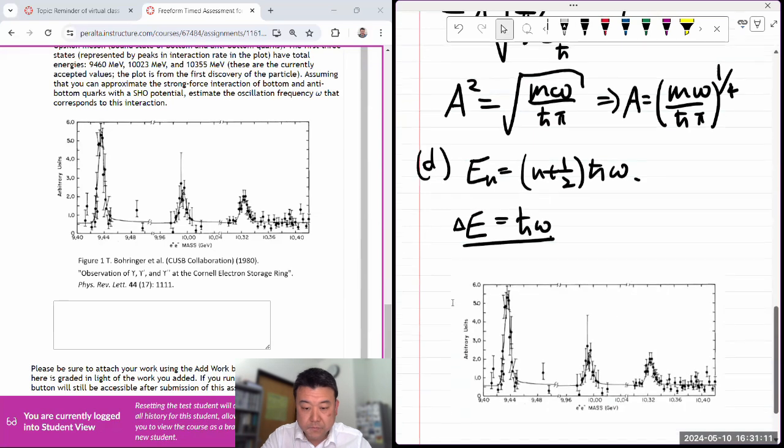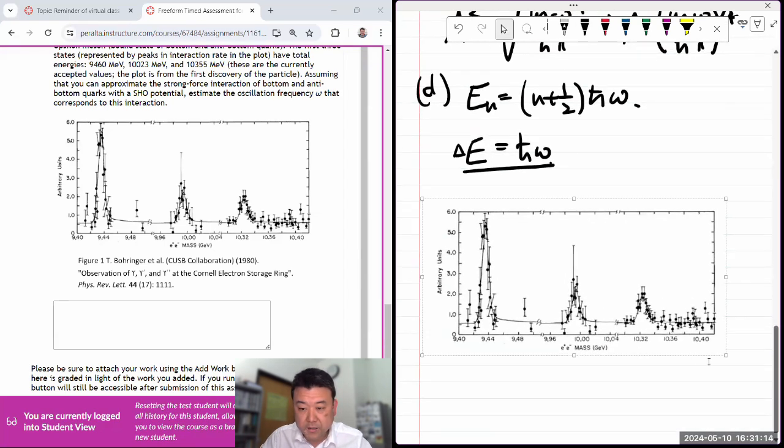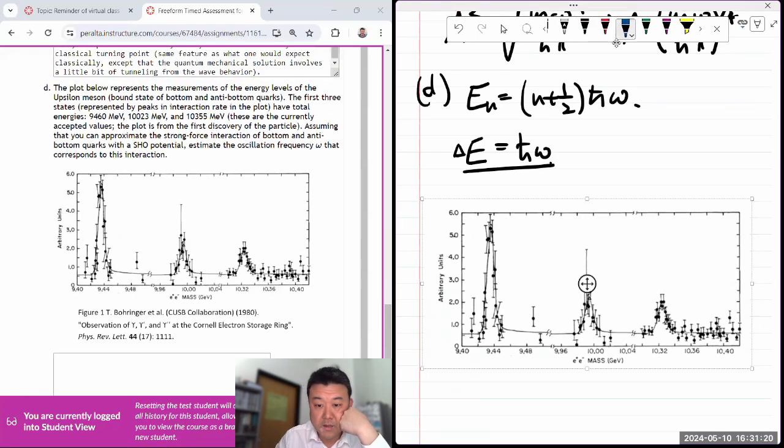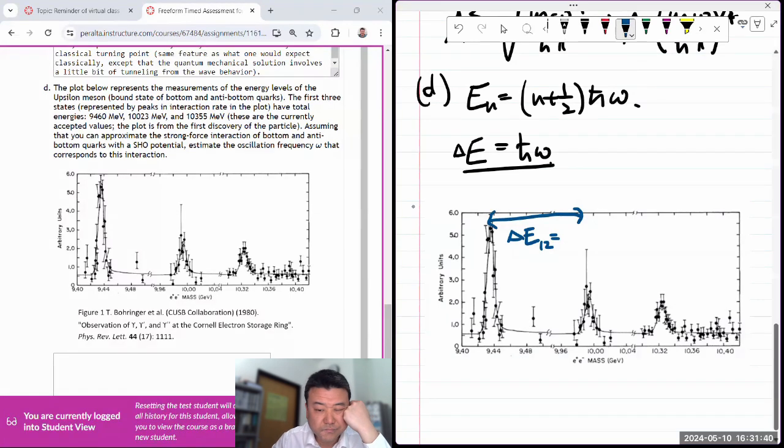So what I can say is, looking at this plot, I can see the energy differences from the given numbers. The energy difference from here to here, delta E 1,2, let's say, is 10,023 minus 9460. So that should be 563 MeV, I think. Yeah, I think that's good.